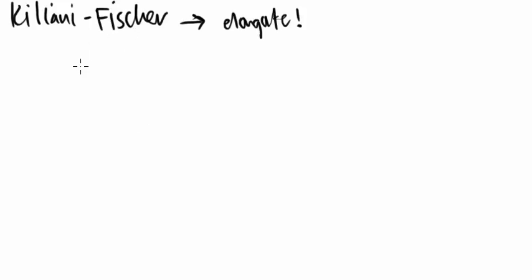And if we take a look at the Kiliani-Fischer, basically what happens here is that we start off with some type of sugar. It could be an aldose or it could be a ketose. It doesn't really matter. However, most of the time we will be looking at aldoses. Okay? So aldoses are what we will focus on. Alright, so we take this sugar and the very first thing that we add to it is a C triple bond N. And hopefully you pick up that that is a nitrile group.